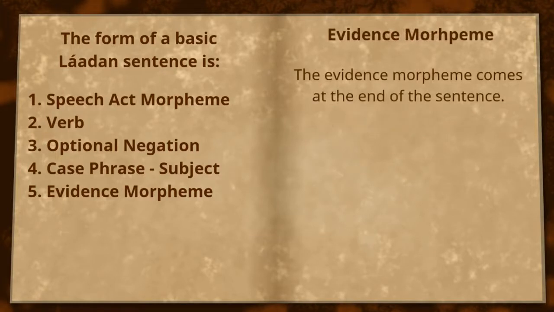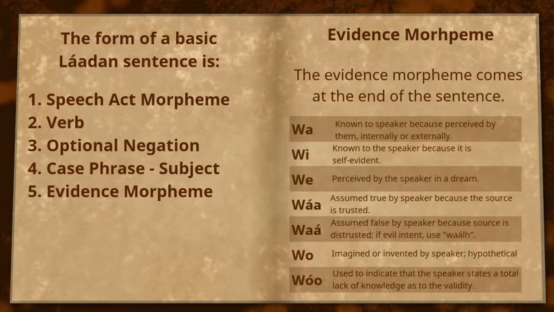The evidence morpheme comes at the end of a sentence. Wa indicates that it is known to the speaker because it was perceived by them, either internally or externally. This means it could be something that the speaker is feeling, or something that the speaker has experienced through sight or some other sense. We is known to the speaker because it is self-evident.